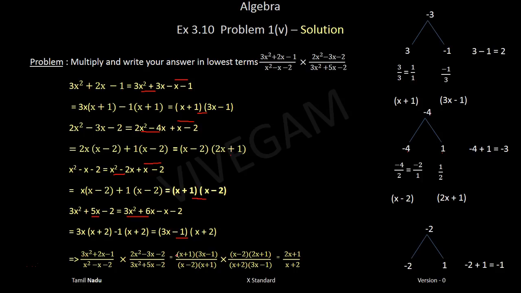Now if you see, x + 1 will cancel, 3x − 1 will cancel, x − 2 will cancel, and you will be left with (2x + 1)/(x + 2). So this is the lowest form. The key is you have to factorize each and every polynomial and cancel out all the common factors.